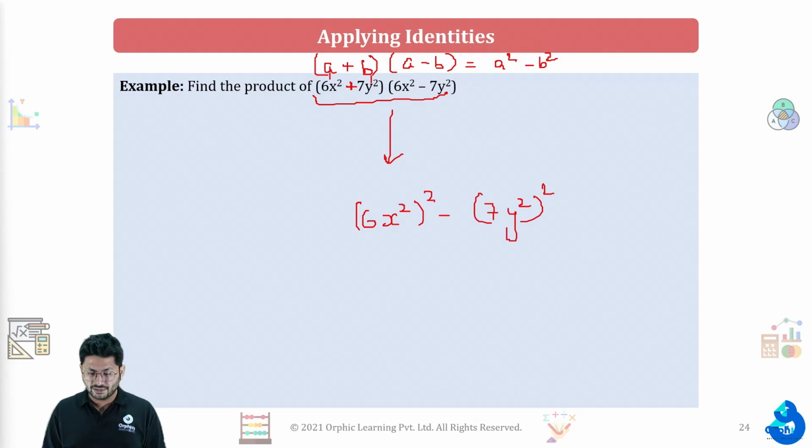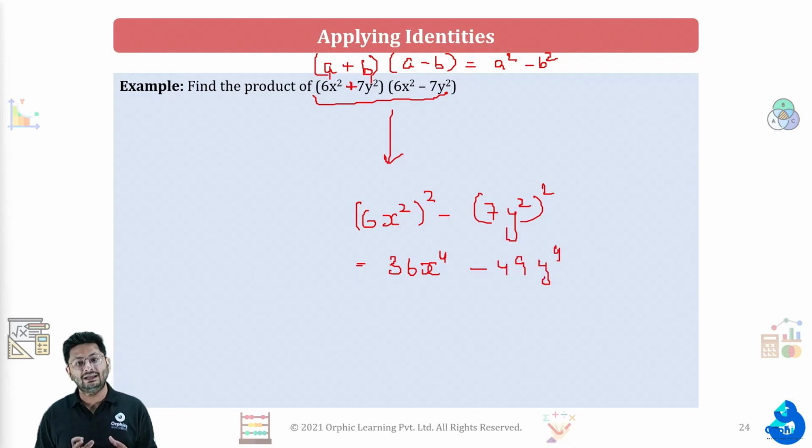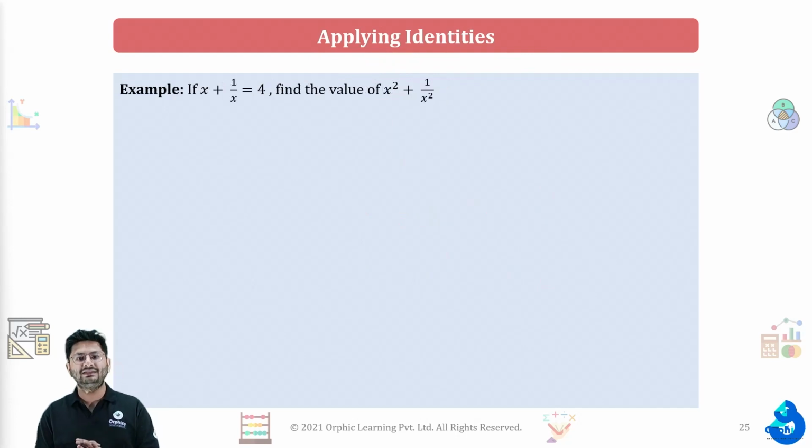So similarly, this multiplication should also be equal to 6x square का whole square minus 7y square का whole square. 6x square का whole square would be equal to 36x to the power 4. And the second one would be equal to 49y to the power 4. That would be the correct answer. अगर आप without using the identity, if you would have gone to solve this particular question, तो बहुत ज़्यादा difficult हो जाता, right?